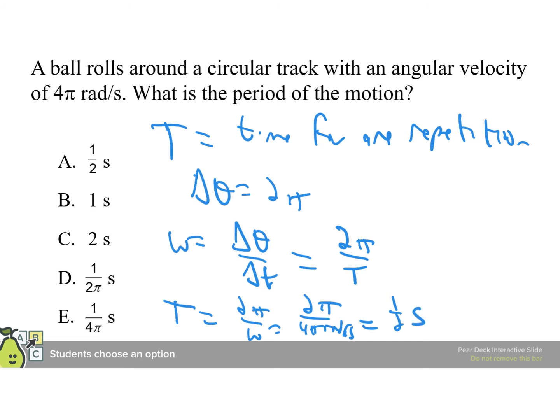And notice that the radians per second went away. The 1 over a radian per second became just seconds, not seconds per radian. That's what I mean about not respecting dimensional analysis.